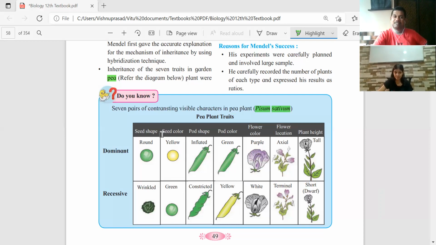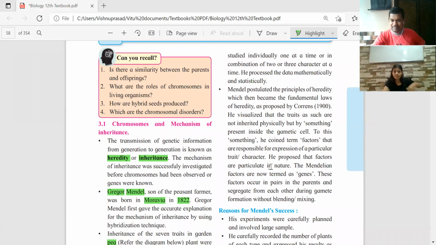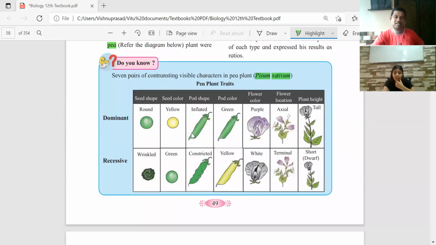That's the reason for these 7 pairs of contrasting visible characters. There could have been other characters also in the pea plant, but Mendel restricted himself to these 7 because they are visible and very easily seen. Maybe there are some characters in the physiology or the biochemistry of the cell, but that was not possible for Mendel. These were the ones that Mendel could easily study in the field, in the garden. What we now call characters, we are aware are because of the respective genes. But Mendel was not aware of all that.